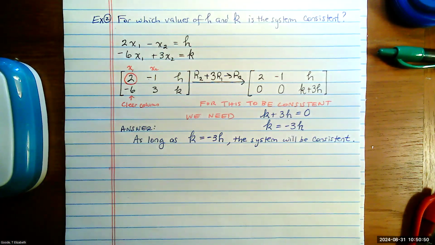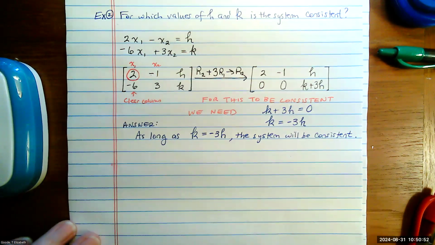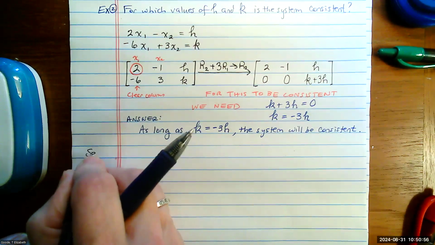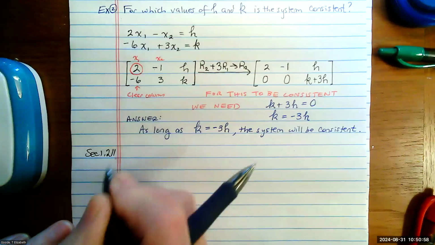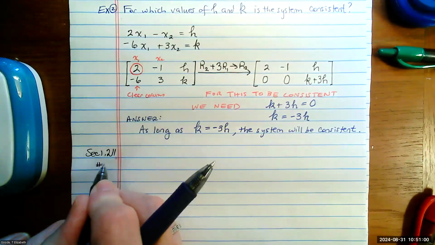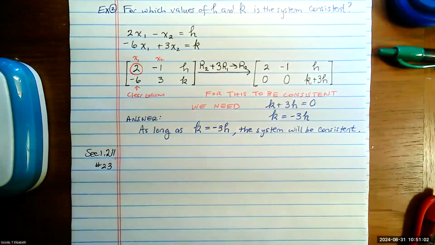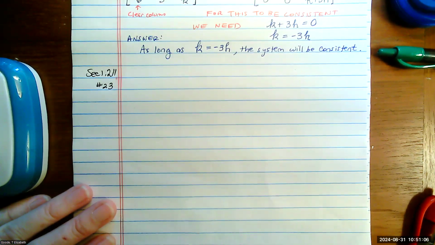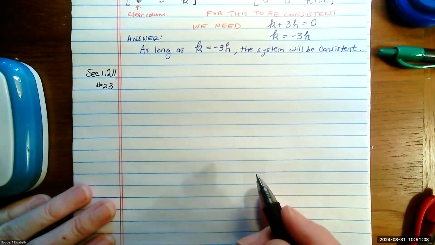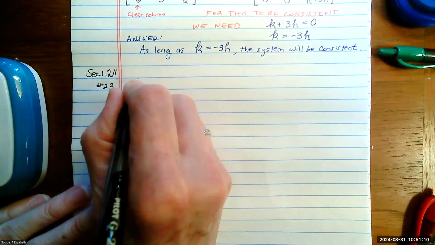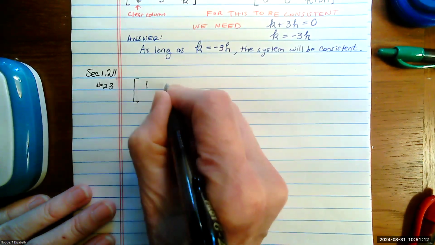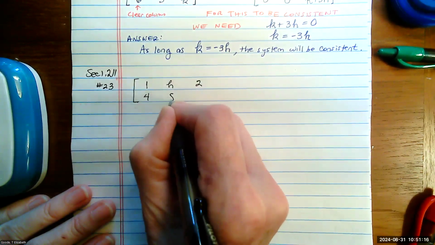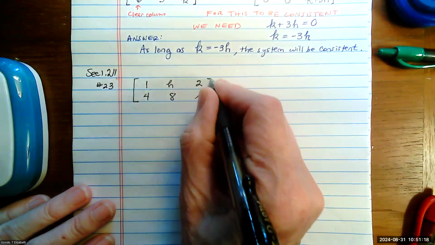Our last example today is considerably more involved. And this now is coming from section 1.2 in the book. This is actually exercise, again, number 23. And let's take a look at this. The augmented matrix looks like this. 1, H, 2, 4, 8, K.